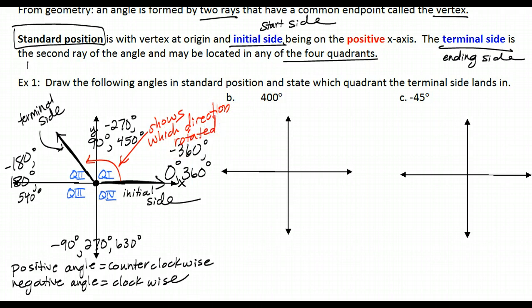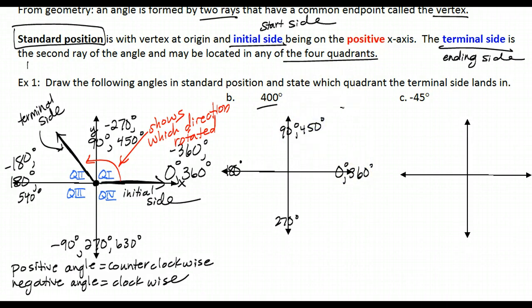Now, whenever I'm going to actually graph an angle, starting with example B, I recommend you write down your 4 key points here. And those you have to have memorized. So again, I would recommend every single time write those down. I actually have an angle that's 400 though, so I'm going to have to keep going. So I'll go to 360, I'll add another 90, I get to 450.